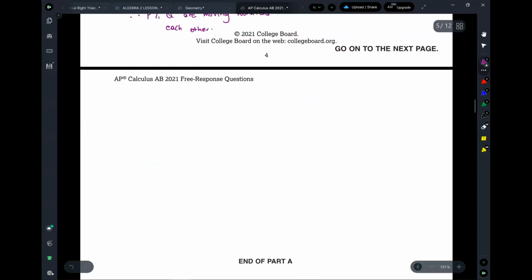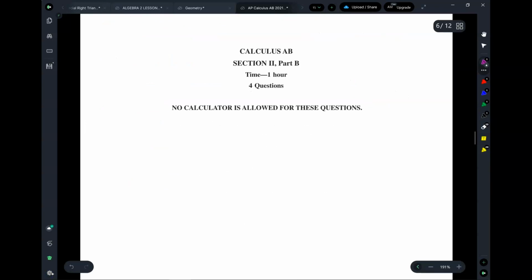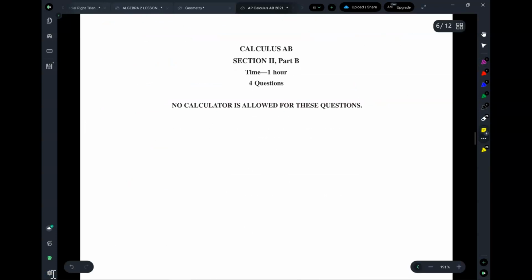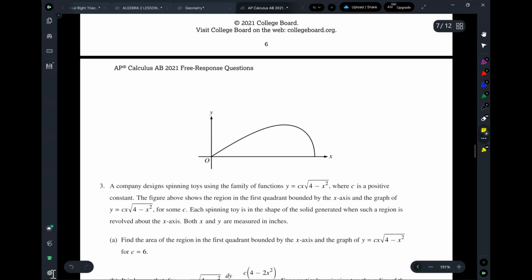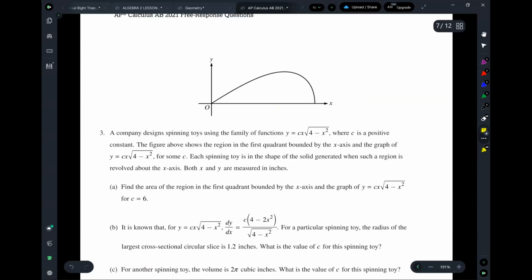So here we go. Next, you have 4 questions and no calculator allowed. The way it'll work is you will seal the test for part 1 and questions 1 and 2. You seal it, and then you can start on this one. So there is no way to go back to the other part. And of course, you have to put your calculator away.